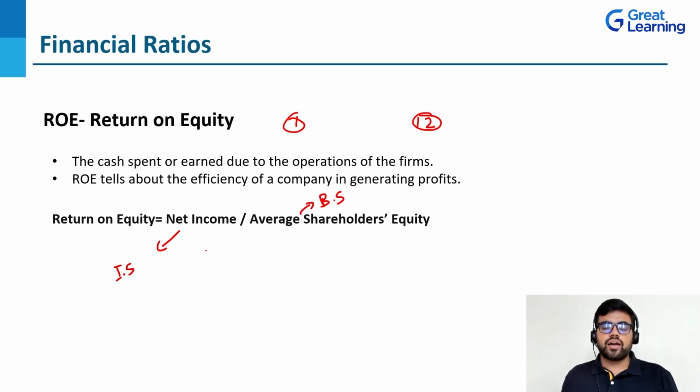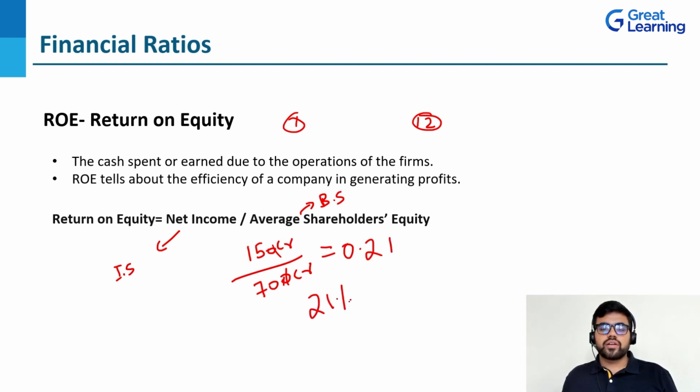Now let's take an example. Let's say a company has a net profit of around 150 crores, and its average shareholders' equity is around 700 crores. Now the return on equity would be around 0.21, so it would be around 21%. Now this is your ROE. For any company, in general, an ROE of more than 15 to 16% is considered good. Below this is considered on the weaker side, but above this is good.